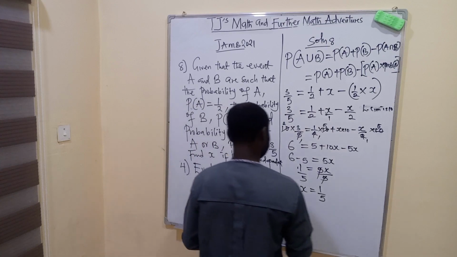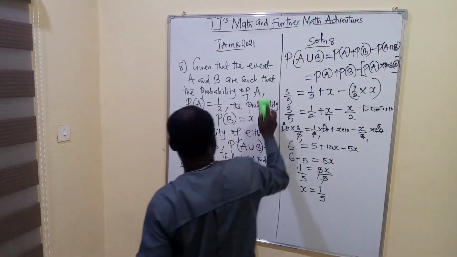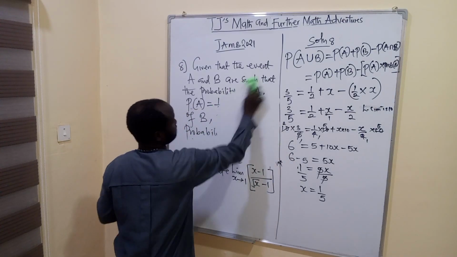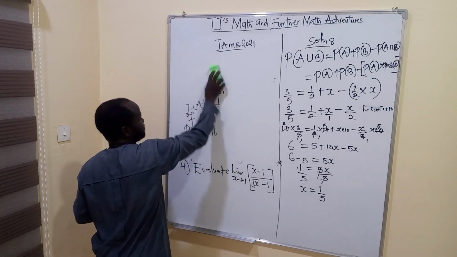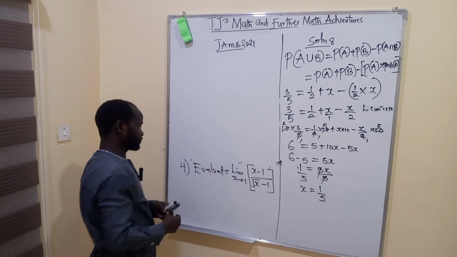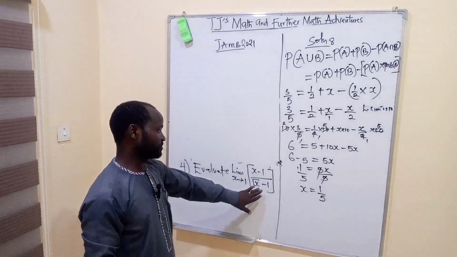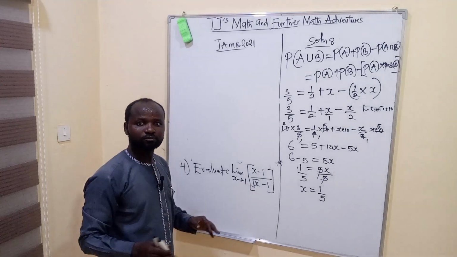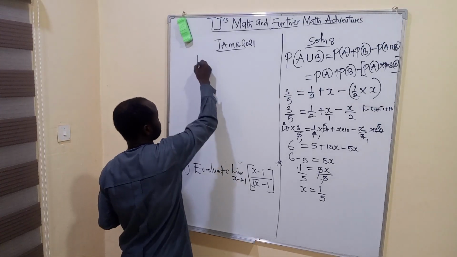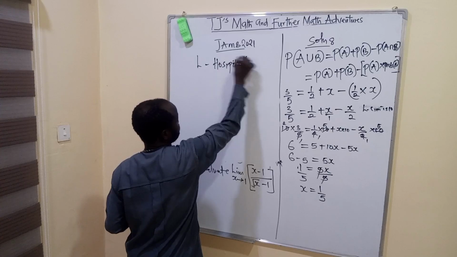Okay, so let's move to question 4 now. Let's take it here since we are through with this. Question 4 is from limit of a function under differentiation. Limit of a function. And we have two ways we can solve this. Since it's JAMB, we use what we call L'Hospital rule.